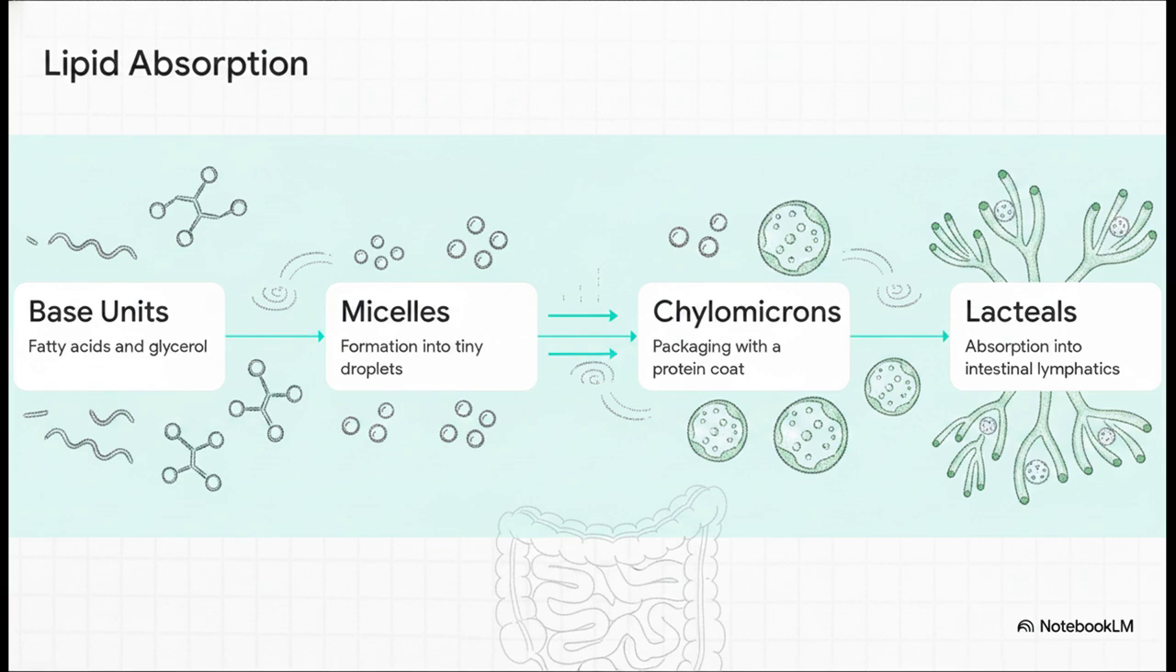Step 3, they enter the cell and get packaged up into chylomicrons, complete with a specialized protein coat. And step 4 is the big twist. Instead of going straight into the bloodstream and hitting the portal vein like glucose does, these bulky chylomicrons totally bypass the initial blood vasculature. They get absorbed directly into the lacteals, the lymphatic vessels of the intestine, and eventually dump into the venous system via the thoracic duct.